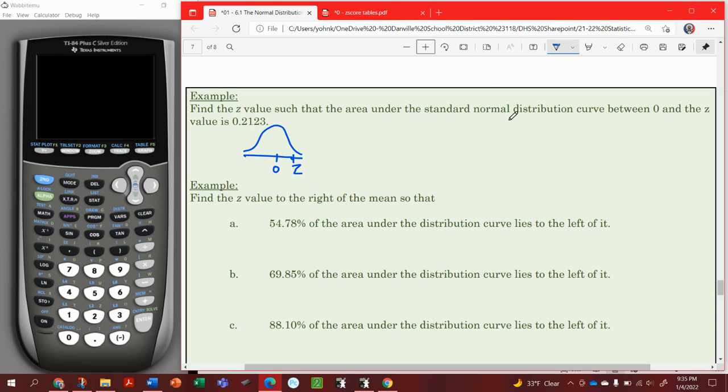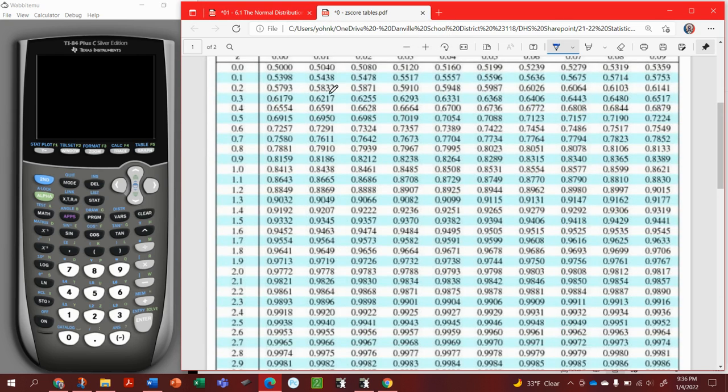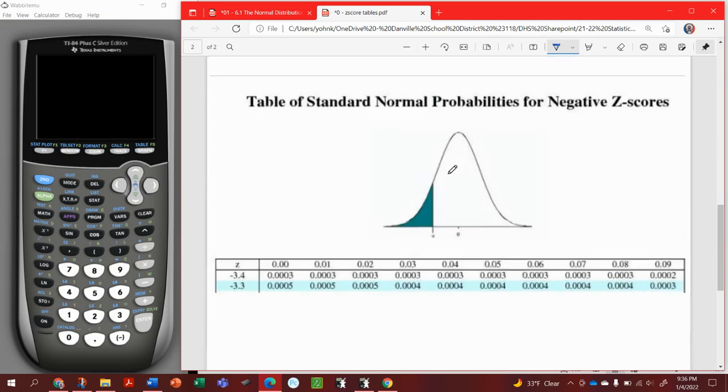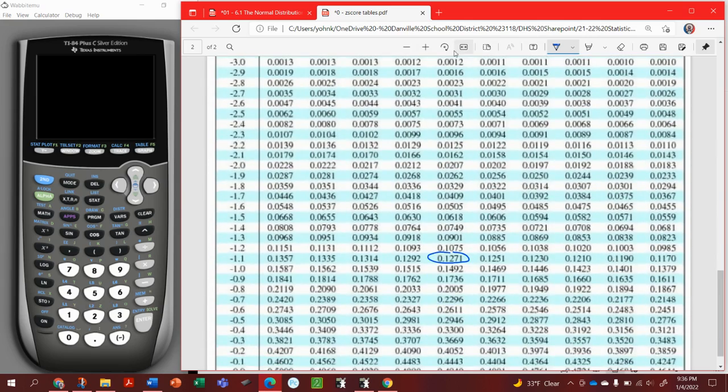Now it says that the area between is 0.2123, that area there. Well, if you go to the table and you try to find 2123, well, here's all the big numbers. 2, 1, 2, 3. Let's clear out this so it doesn't confuse us. Well, I got 2119. That looks like that might be the closest. So I'm thinking it's right there.